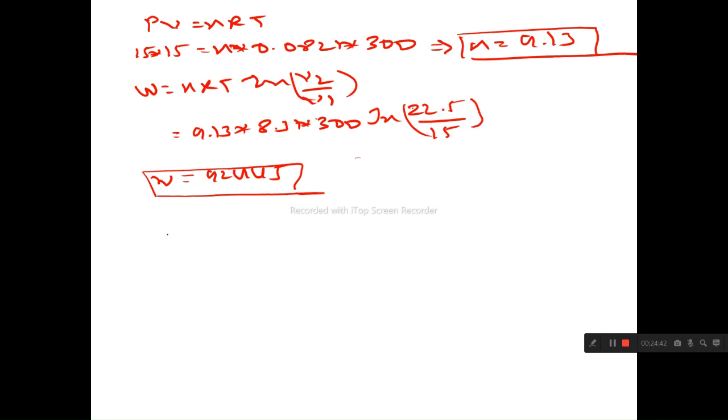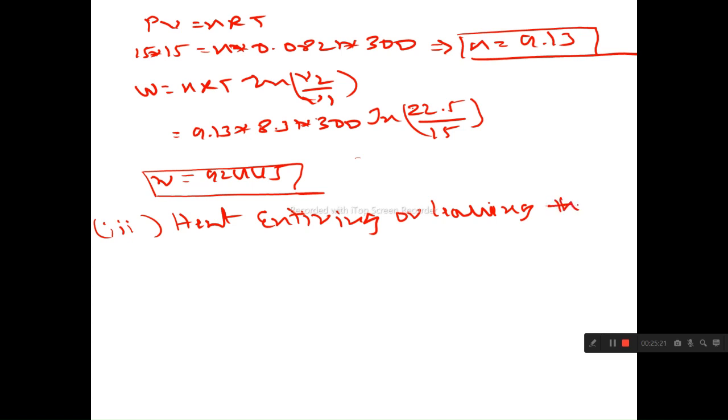Okay, so we have calculated the work done by this isothermal process. Then, is heat entering or leaving the system? In an isothermal process, Q is equal to W. Why is it so? Because the internal energy will be 0.